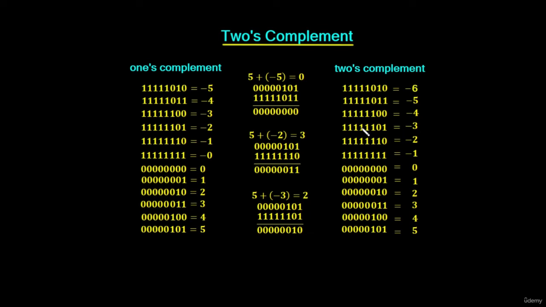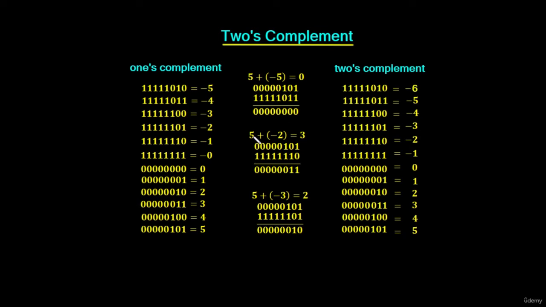So if we were to go through these same subtractions again, we would have 5 plus minus 5. So we'd be taking our number 5, which is the normal number here, what we'd normally get, and we would be adding on the negative 5. The negative 5 is now the 2's complement negative 5, which is this one. Whenever we add these together, we actually get the number 0, so it does work.